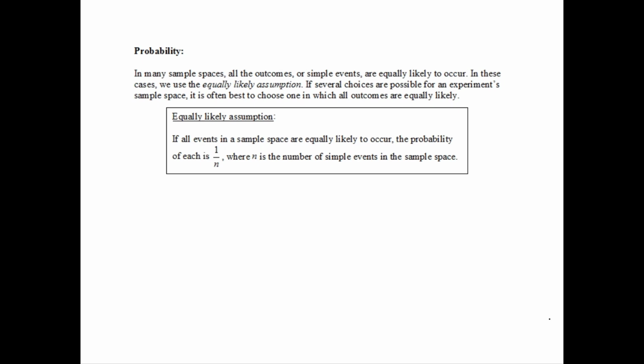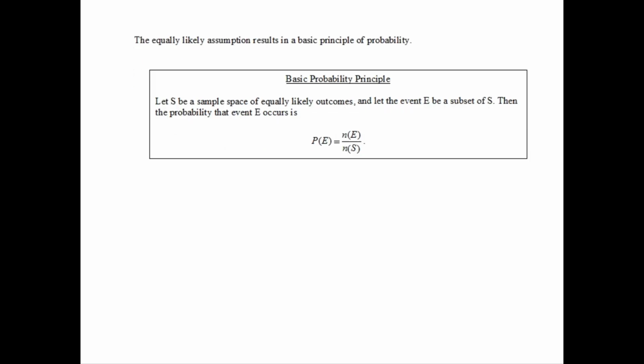Okay, in this case we can use something called the equally likely assumption. If all events in a sample space are equally likely to occur, the probability of each is 1 over n, where n is the number of simple events in the sample space. From the equally likely assumption, we get a basic principle of probability. If we have several simple events in our event, our compound event, what we can do is count them and take that number, divide by the number of items in the sample space.